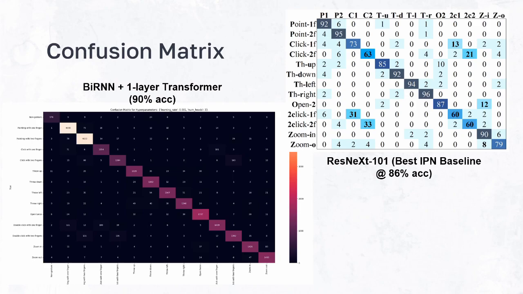Next up are some graphs of our performance. Here's a matrix of our results compared to a really good baseline. Both models do really well, but they tend to confuse double-clicking with one finger with pointing and single-clicking with one finger, and the same for two fingers as well.